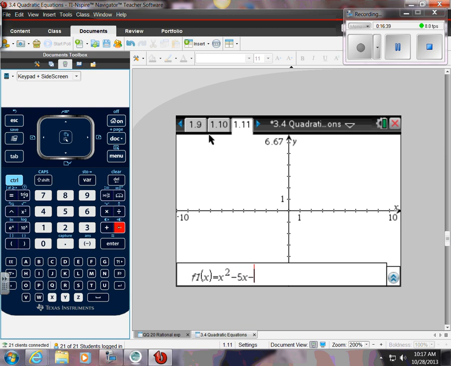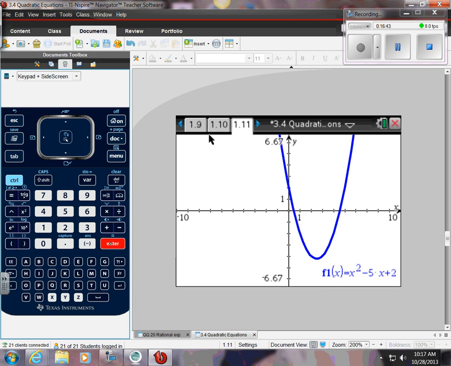X squared minus 5x plus 2. Thank you. And graph. X squared minus 5x plus 2. Okay, so again, my solutions or my zeros can be found where? Where it intersects the x-axis, right?